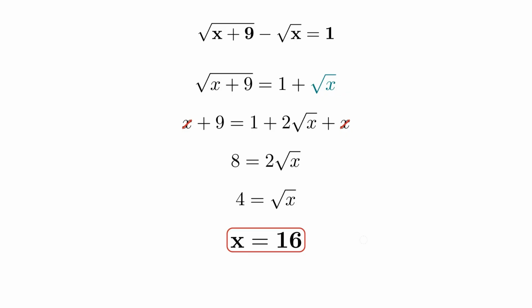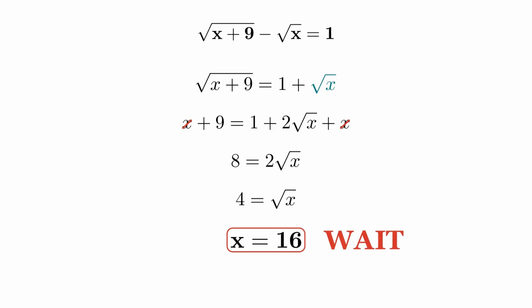That is where most people stop, and most people are wrong to stop here. Anytime you square both sides of an equation, you risk creating a solution that does not actually work in the original equation. So before you circle x equals 16 as your final answer, you will have to plug it back in and verify.